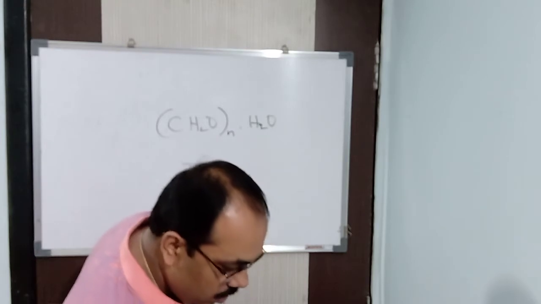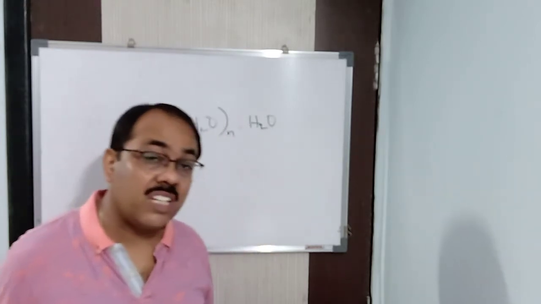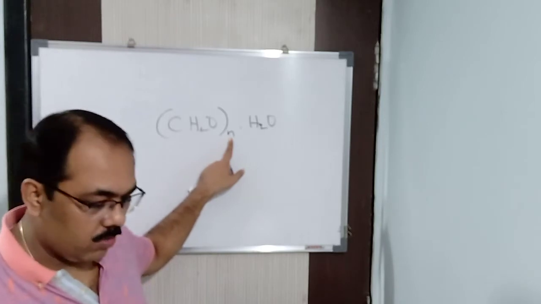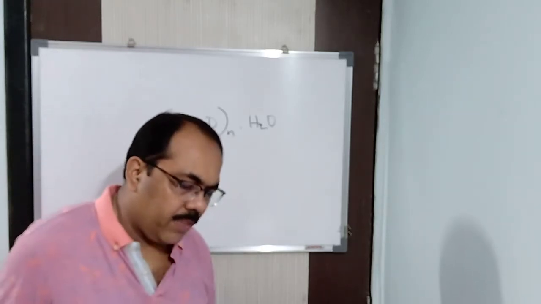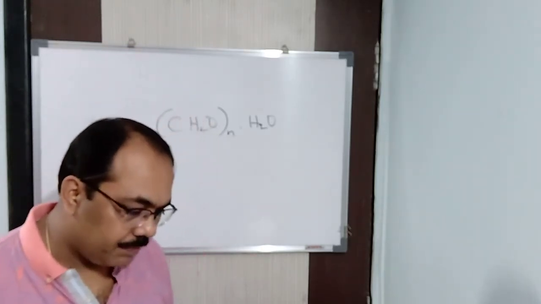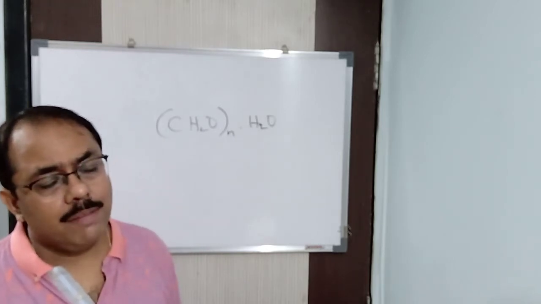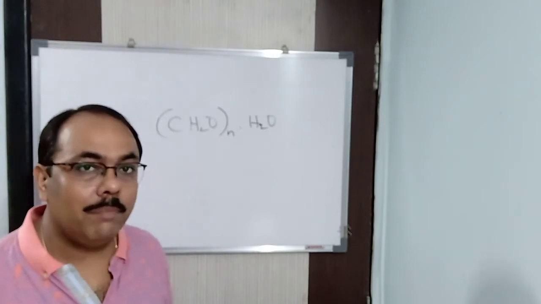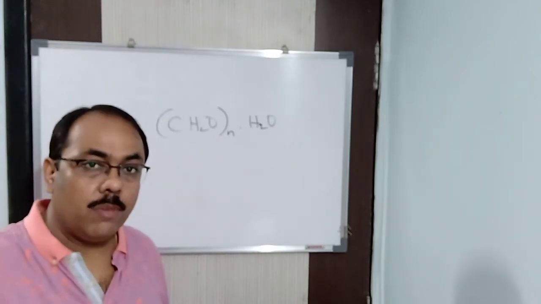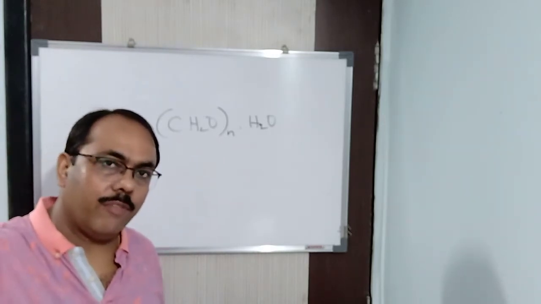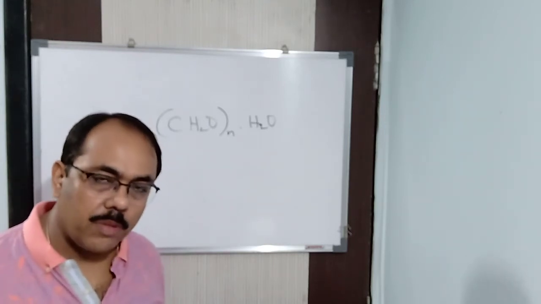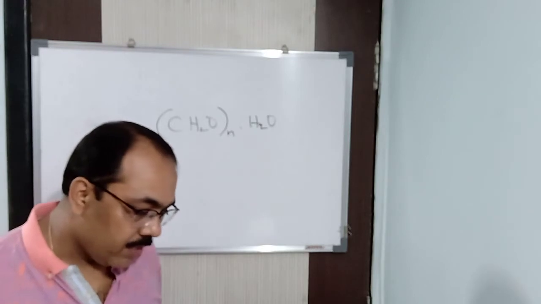When the value of n ranges from 6 to 50, that is, from 6 molecules to 50 molecules, it is said to be paraformaldehyde. On heating paraformaldehyde, it decomposes back to formaldehyde. It forms the polymer paraformaldehyde, and on heating, the water molecules are removed and you get formaldehyde again.